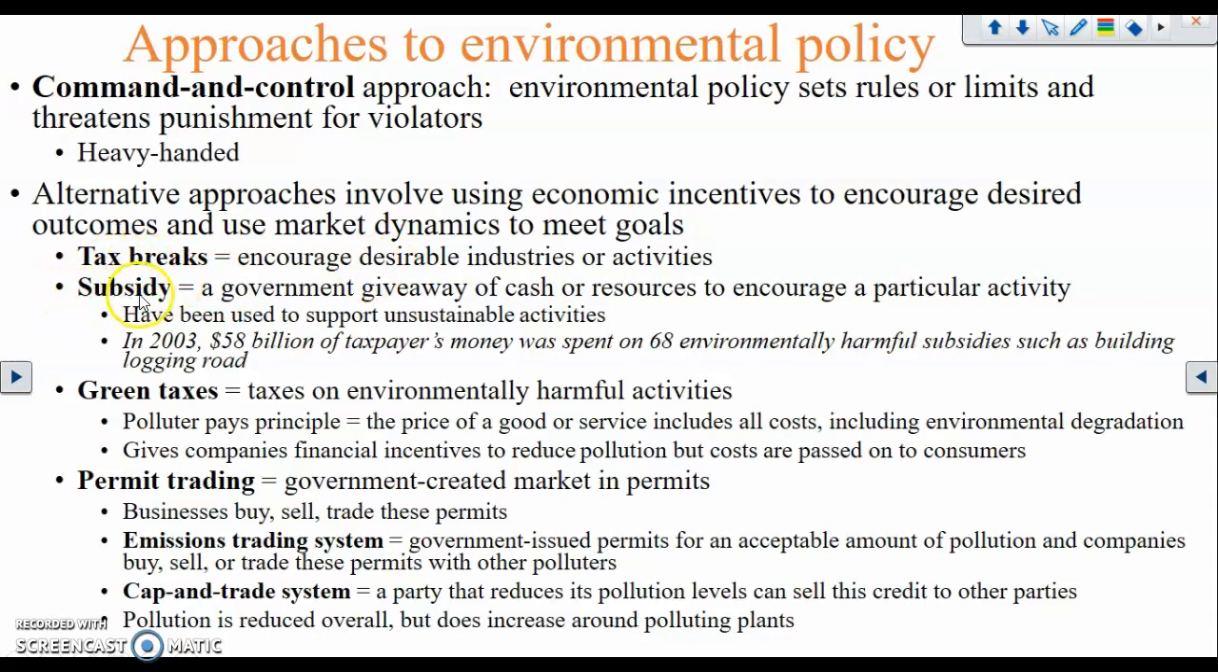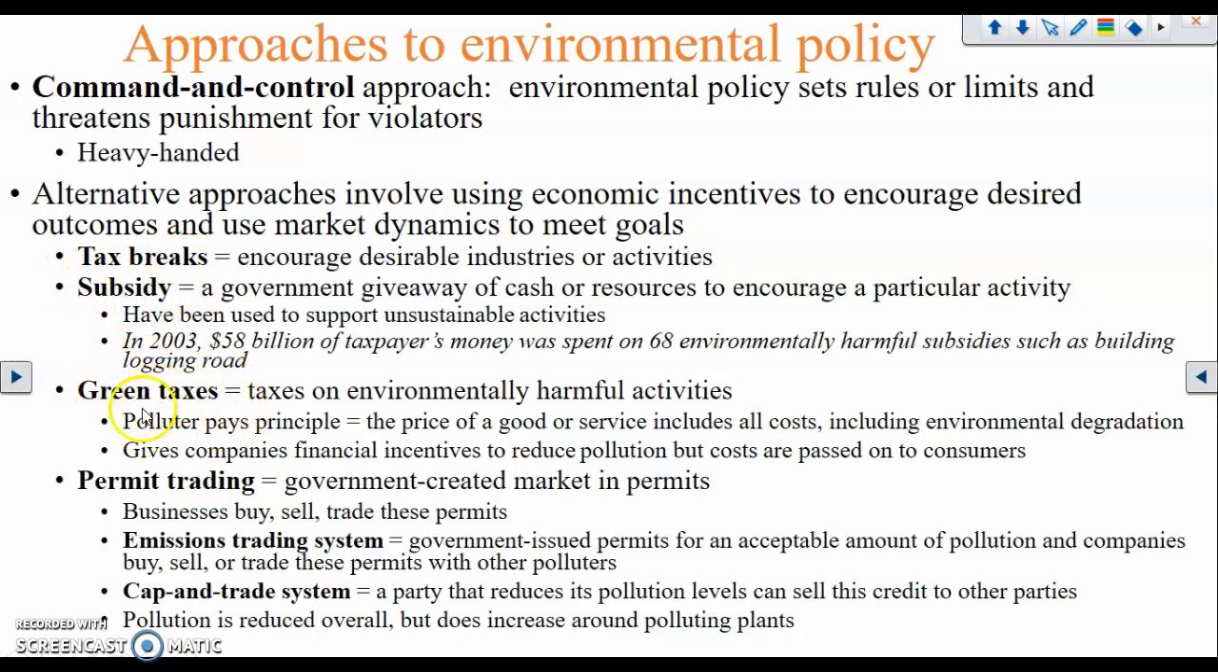Subsidies: let's say a farmer may like to grow a certain crop that might be energy intensive, that might require more fertilizers and more pesticides. Well, the government can say, if I pay you X thousands of dollars a year, can you please switch to a crop that requires you to use less fertilizer and less pesticides. Okay, so those are tax breaks and subsidies.